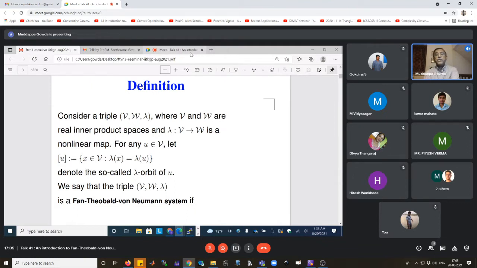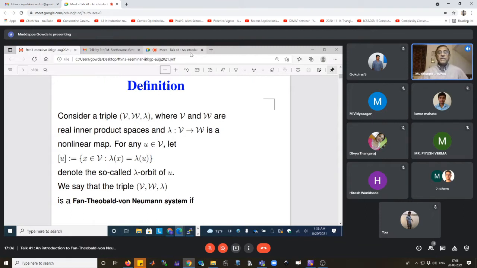Now, for any u in V, we write bracket u for the set of all x in V with lambda x equals lambda of u. So you can think of this as some sort of an orbit generated by u. I know that this is a language used in dynamical systems, but this orbit is different. I'll give you examples of this shortly, but let's go through the definition. So for any u, bracket u denotes the so-called lambda orbit of u.